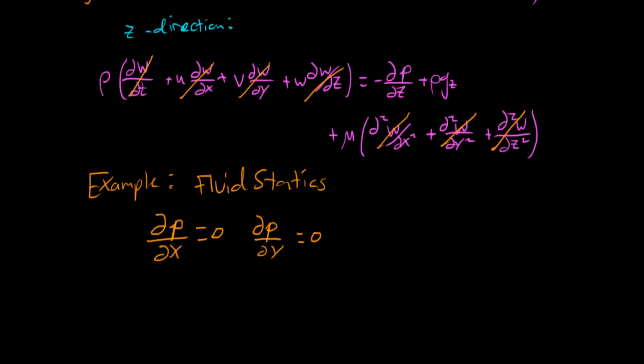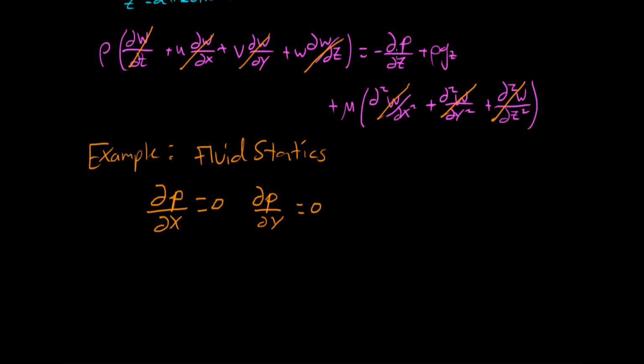And then the z direction equation, two terms survived, right? We have dp/dz, and I'm just going to move it to the other side of the equation to get rid of the minus sign. And so that's going to be equal to rho g z.